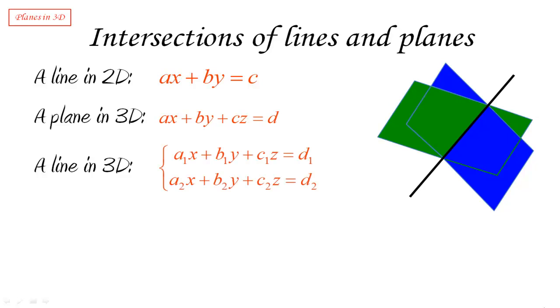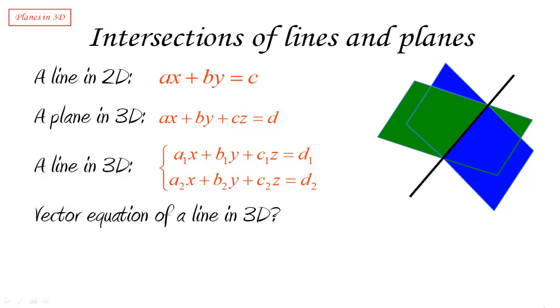And so a line in 3D is given by a system of 2 equations in x, y, and z, where a1, b1, c1 is going to be the vector normal to the first plane, and a2, b2, c2 is going to be the vector perpendicular to the second plane. Okay? And so we can use this kind of information to analyze the connections between these lines and planes and so on.